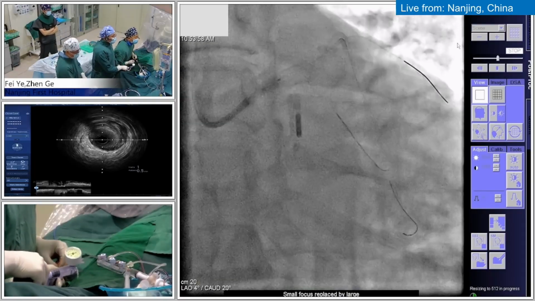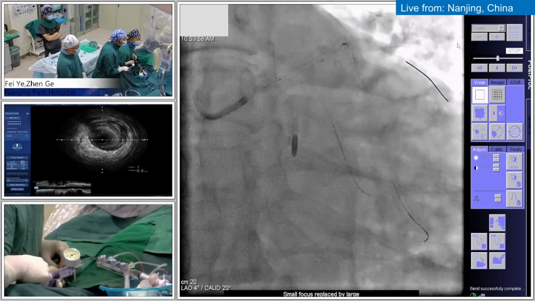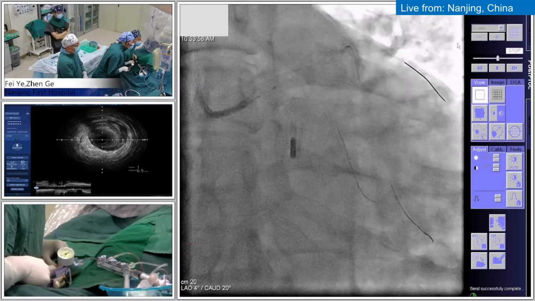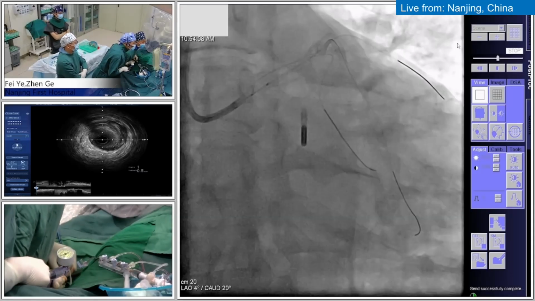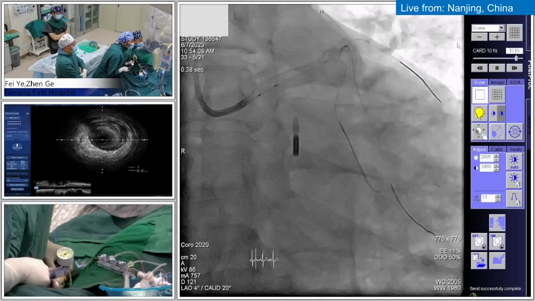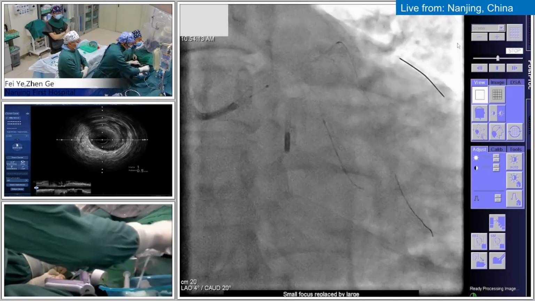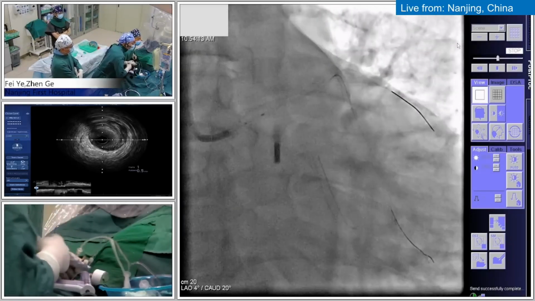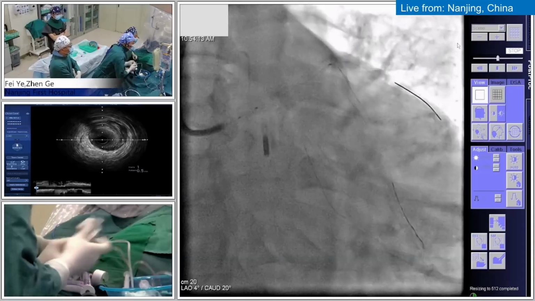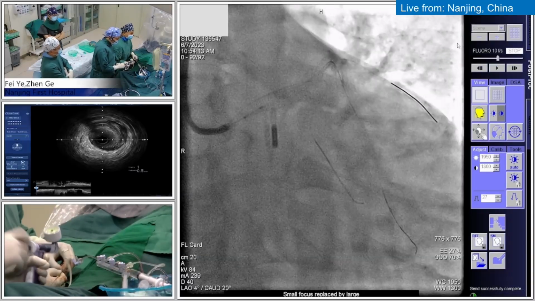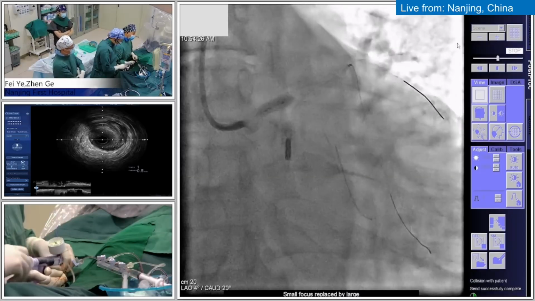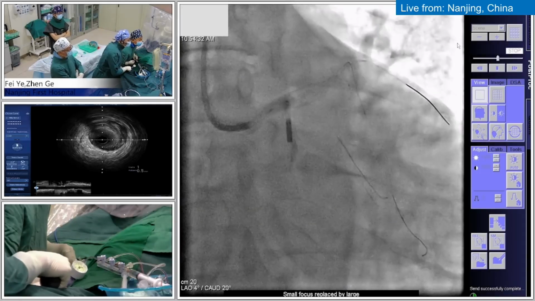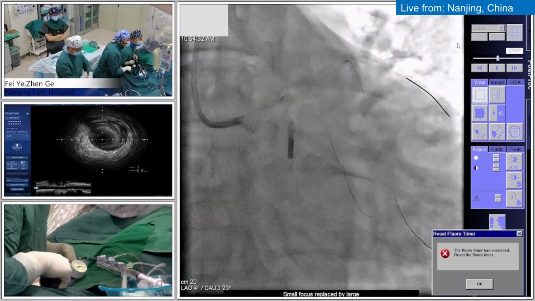So we can see, with the unprotected left main trifurcation with IABP support for this case, the whole procedure was very, very stable. The key point of this procedure is to make sure the stent shoulder was in the stent. We cannot touch any area beyond the stent. Now we check with IVUS.